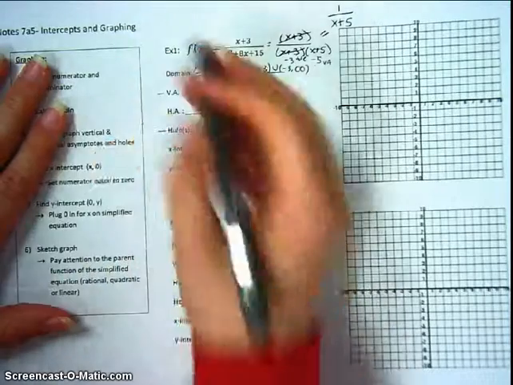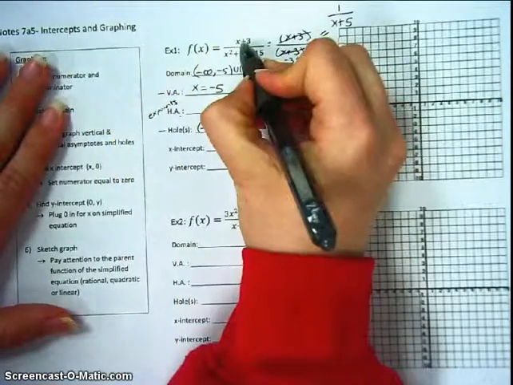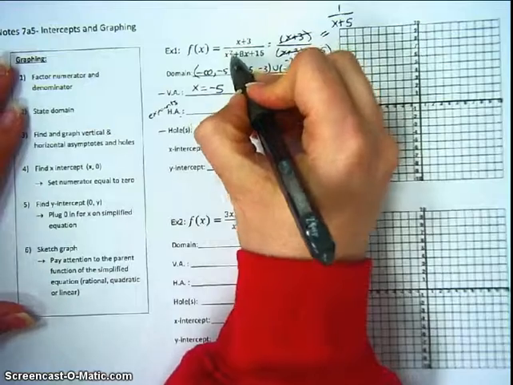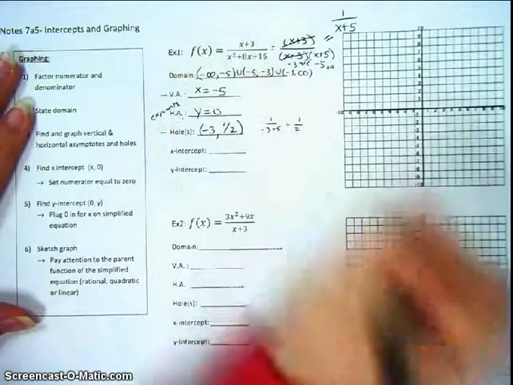Horizontal asymptotes, we look at our exponents. So we've got x to the first over x squared. The bottom is bigger, so we've got a big bottom, which would be at y equals 0.